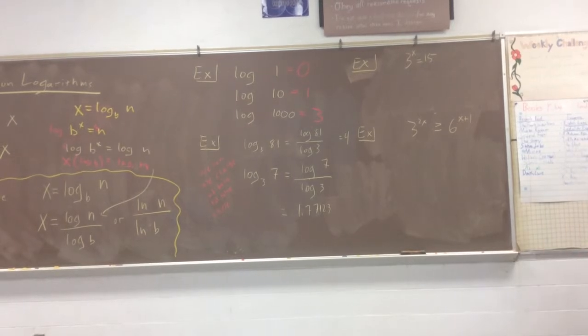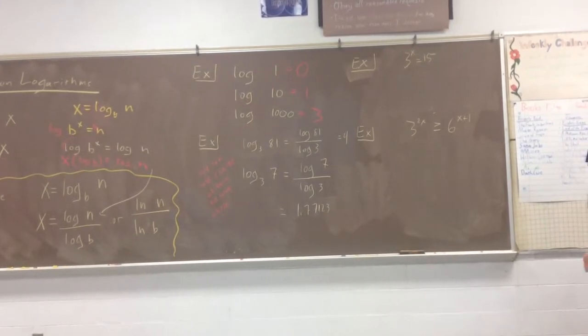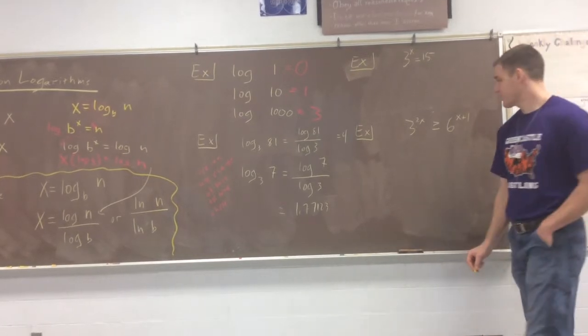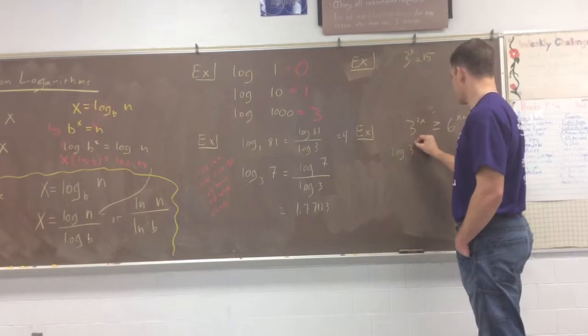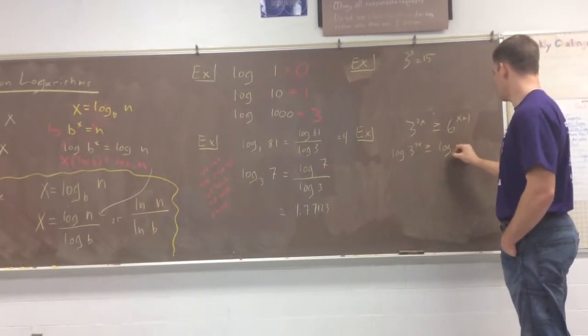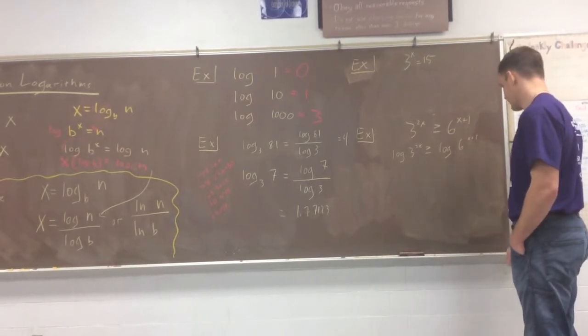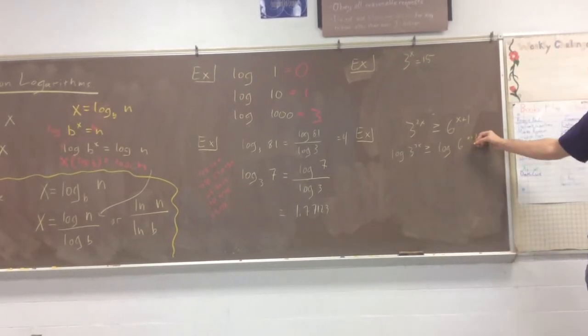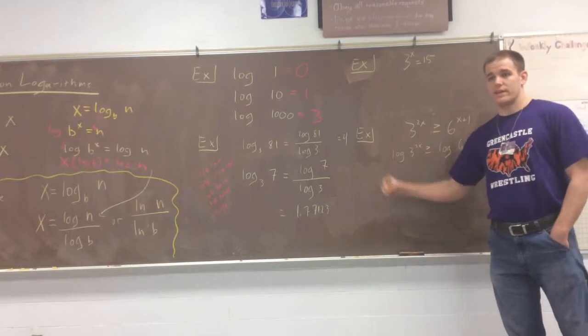I'm going to beat both sides with a log. I'm going to beat it with log base 10, just because it's easiest. So the log of 3 raised to 2x is greater than or equal to the log of 6 raised to x plus 1. What can I do with these exponents? According to our properties we learned yesterday, I can bring it down front.